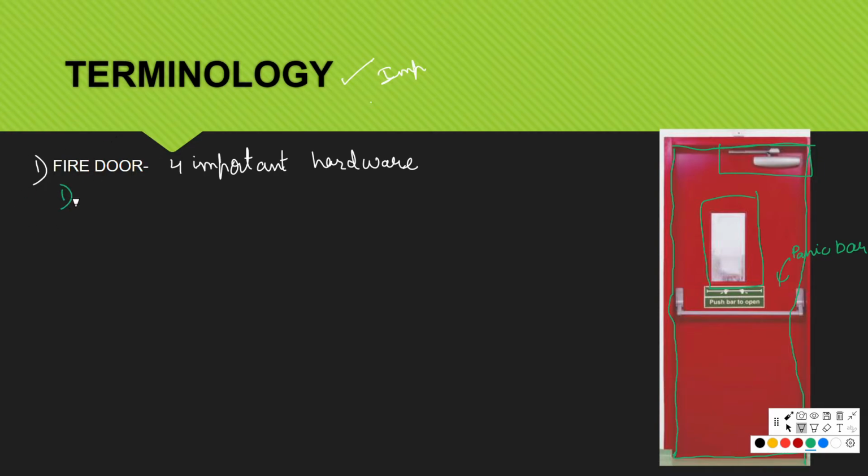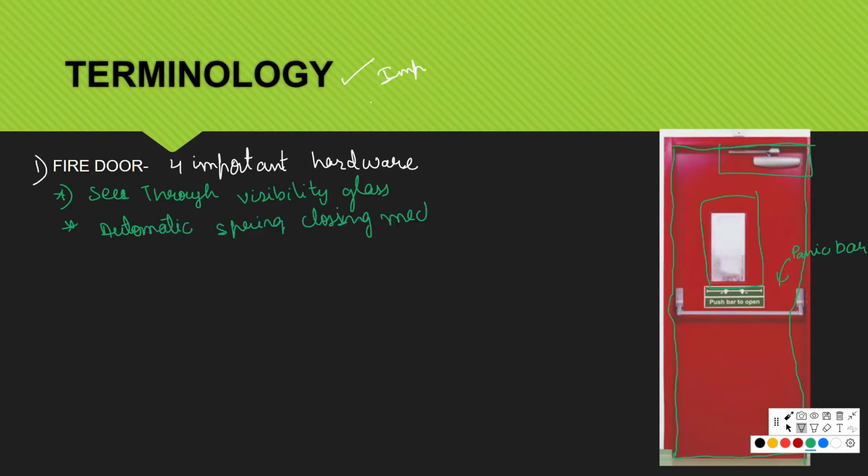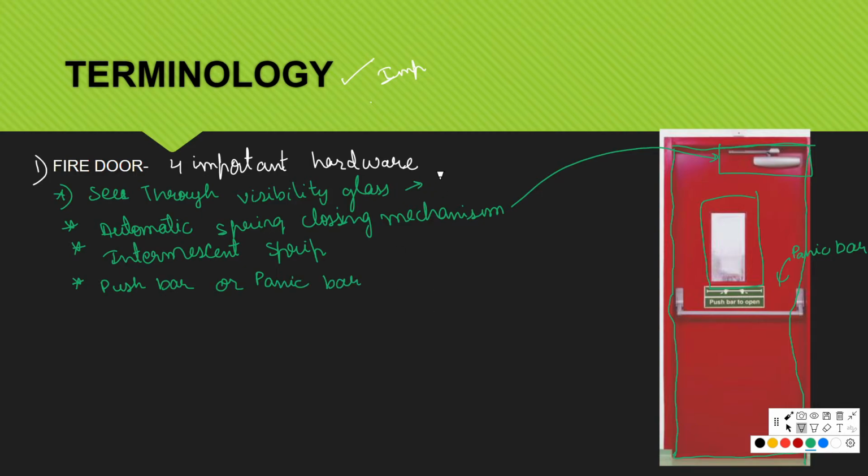So first is, as we discussed, the see-through visibility glass. Second is the automatic spring closing mechanism, which is this part. Third is the intumescent strip, which helps to stop the spread of smoke or leakage. And fourth is the push bar or panic bar. So guys, this visibility glass has 120 minutes fire resistance. These are 4 important hardwares regarding a fire door.